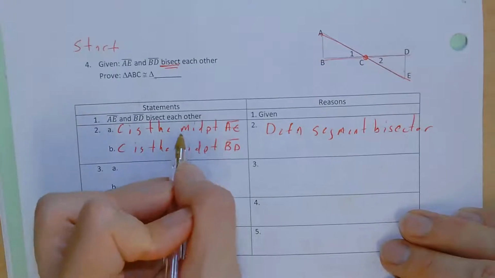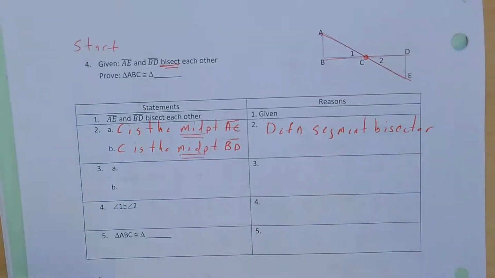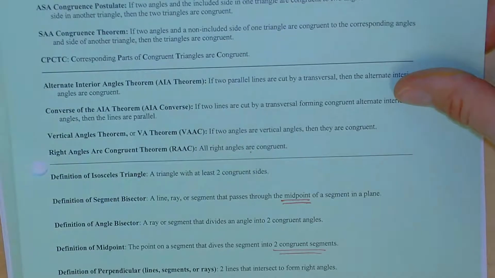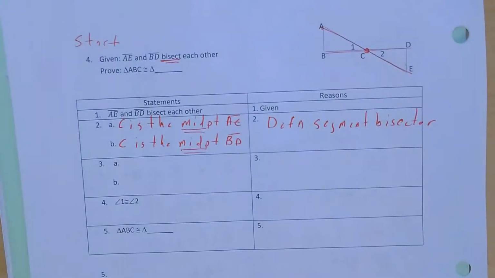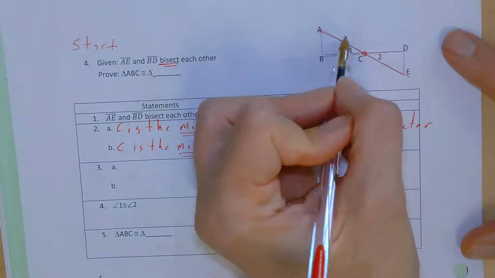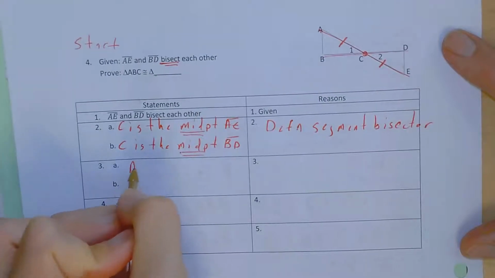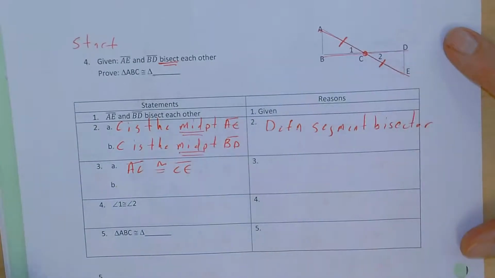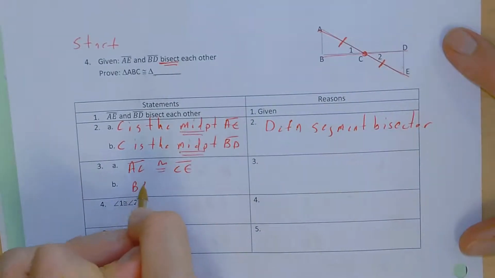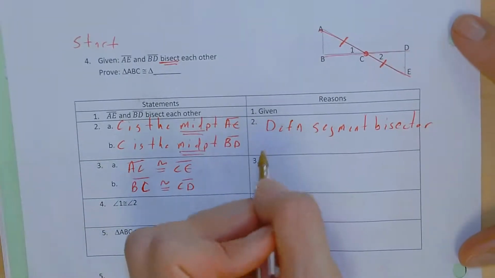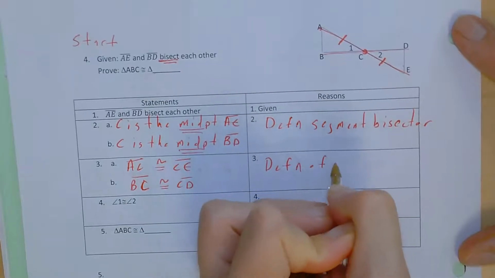Okay, now we have midpoints. Now we got to go see what a midpoint does. Well, we just practiced this. A midpoint, if you look at your definition of midpoint again, it makes 2 congruent segments. It's on your cheat sheet right there. All right, so let's see what segments would be congruent. So if C is the midpoint of AE, then AC is going to be congruent to CE. And if C is the midpoint of BD, then BC will be congruent to CD. And the reason is that's what the definition of a midpoint does.